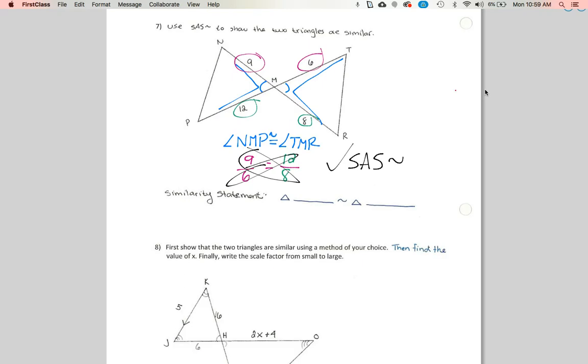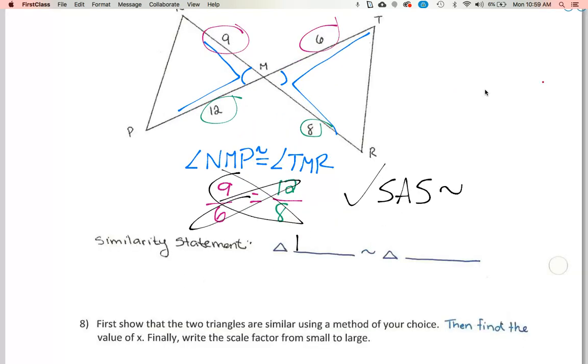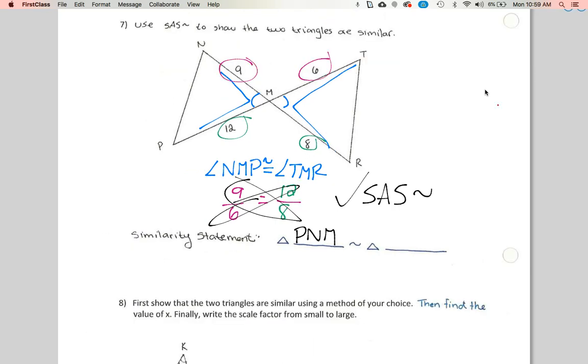So that means that P and M goes with, notice P is at the end of the green, the longer side. So that means that's R, T, M.